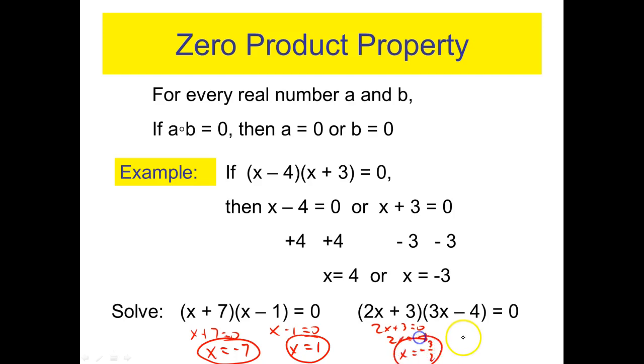And you get negative 3 over 2. Or 3x minus 4 equals 0. Add 4 to both sides. Divide by 3. And you get 4/3. Okay, so that's the property that we're going to use after we factor.